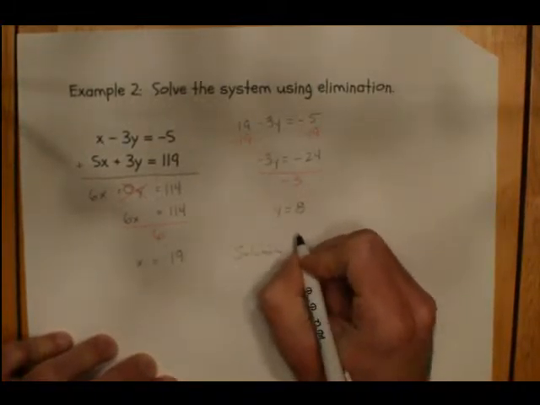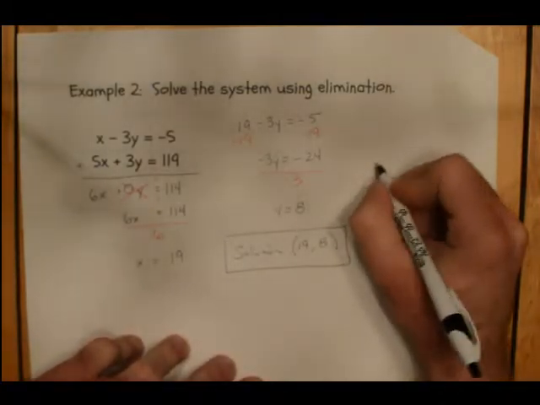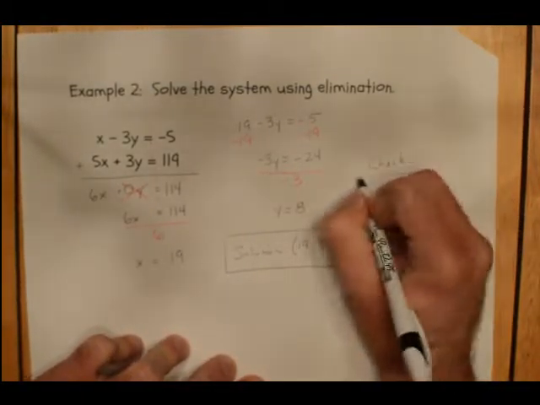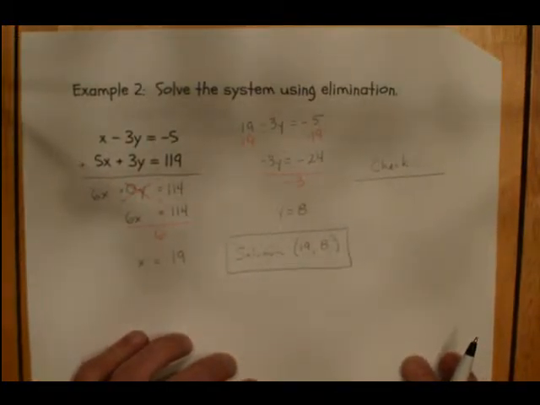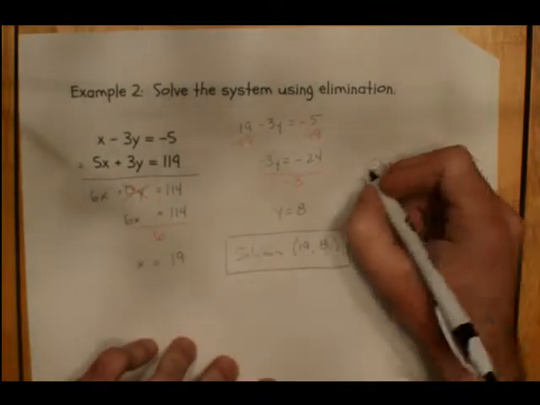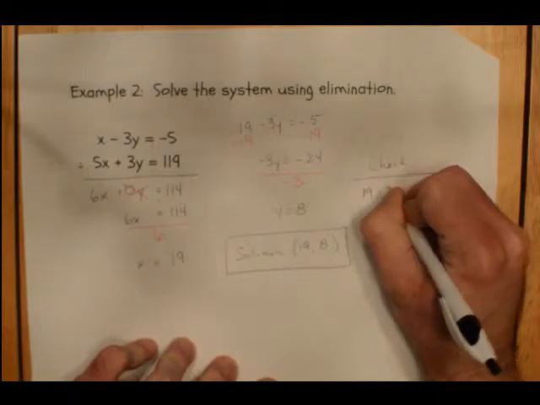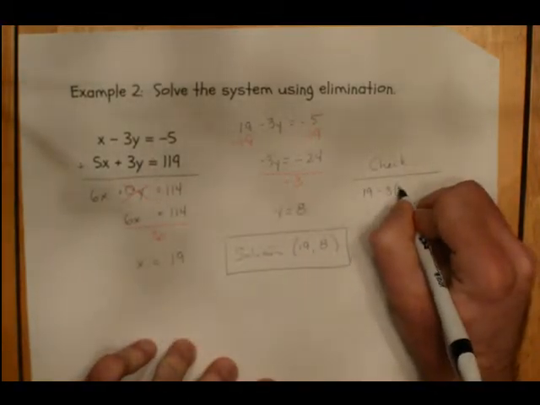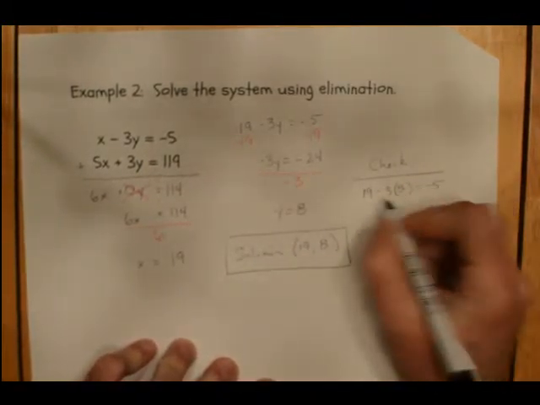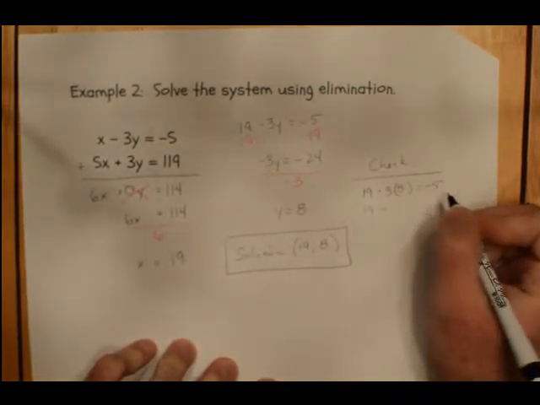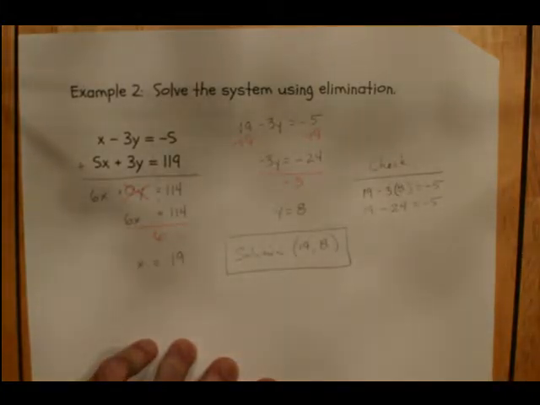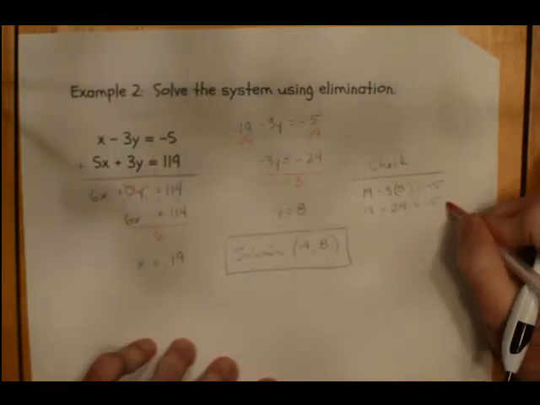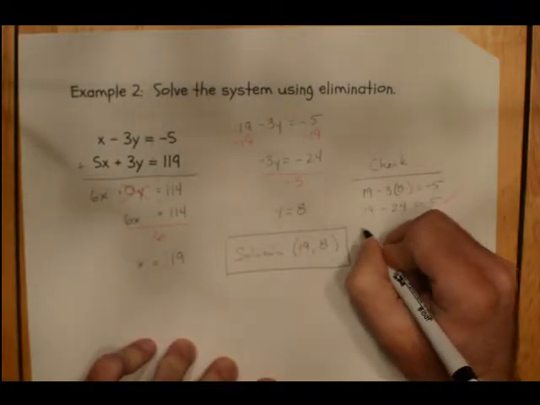Now I'm pretty sure that's right, so let's go ahead and check it and be positive that it is. So we'll just take that ordered pair, substitute it back into those equations, and if it's the solution to the system, it'll work in both. So x is 19 minus 3 times y is 8, is equal to negative 5. So 19 minus 24, and 19 minus 24 is negative 5. So that one worked. Go back into the other one.